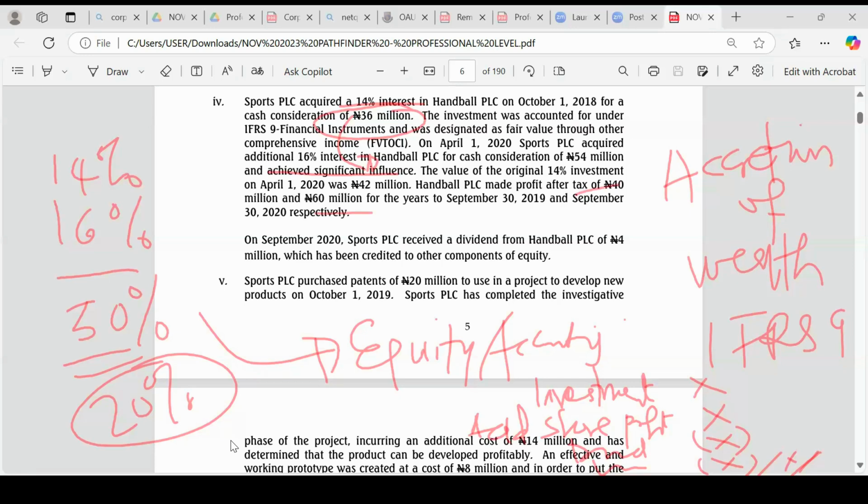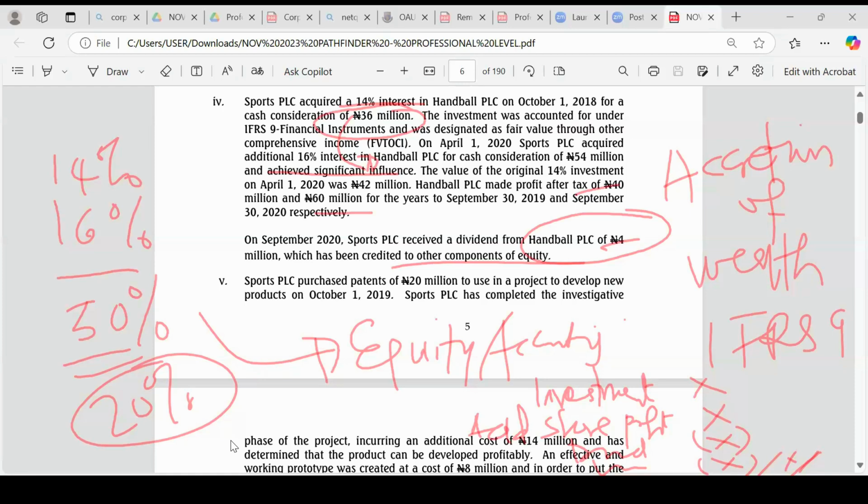We're told on September 20, Sport PLC received a dividend from Anvil PLC of 4 million. This will go straight, which was credited to their OCI, their other component of equity. All right. This dividend is going to reduce our investment, because the assumption will be that it is a transaction within the group. So we will cancel it out.